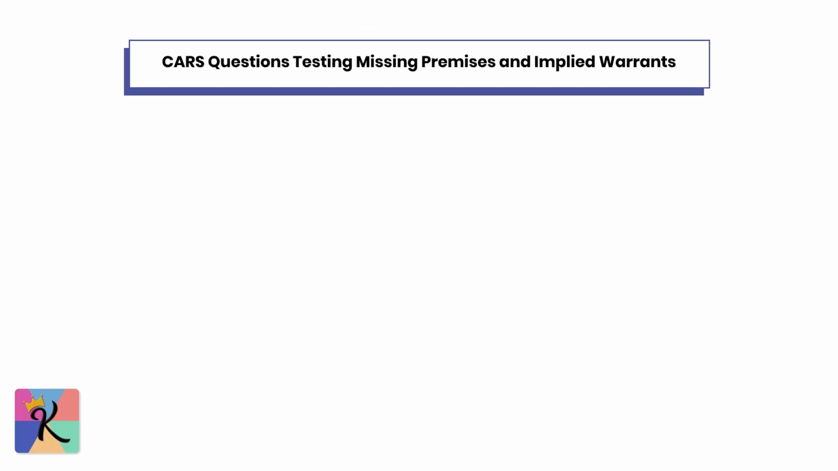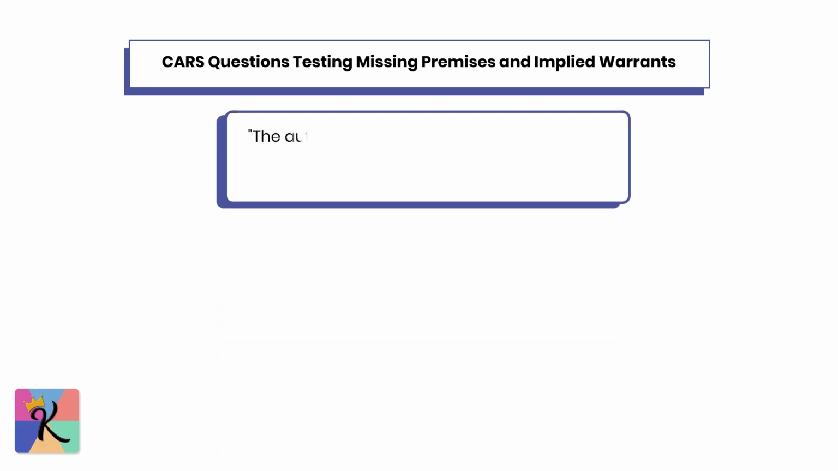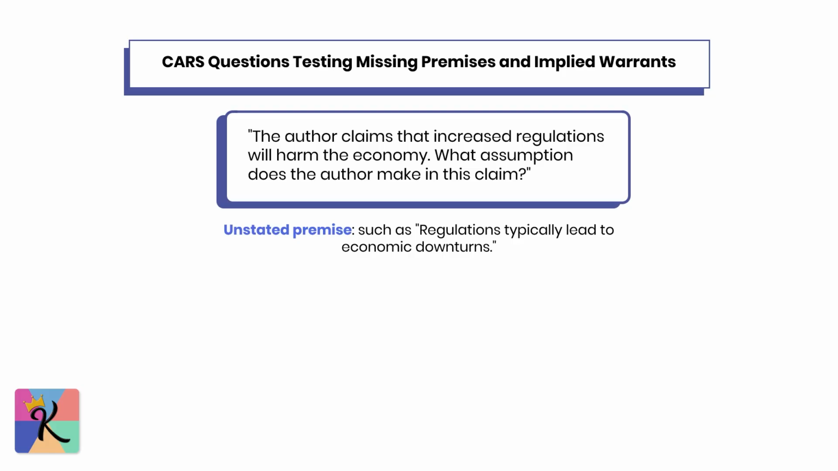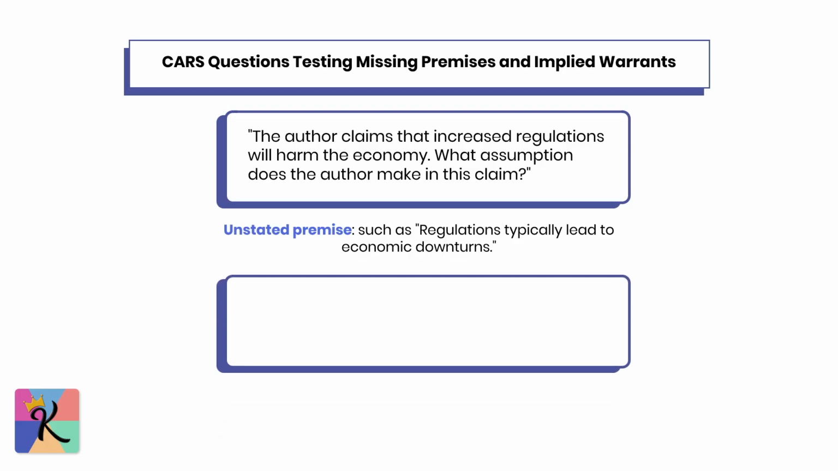Examples of CARS questions testing missing premises and implied warrants. Question example. The author claims that increased regulations will harm the economy. What assumption does the author make in this claim? Here, you would identify the unstated premise, such as regulations typically lead to economic downturns.